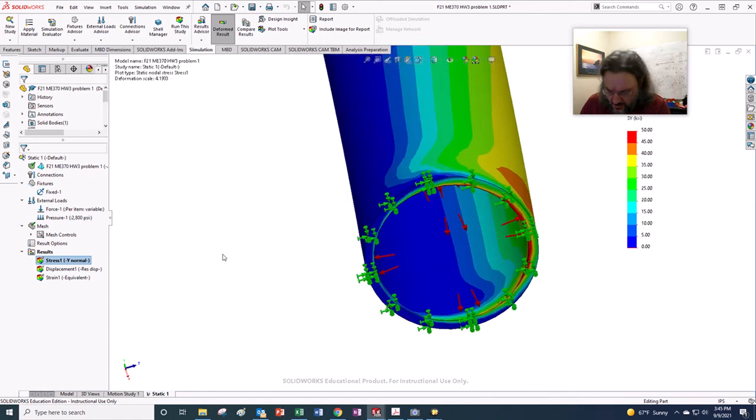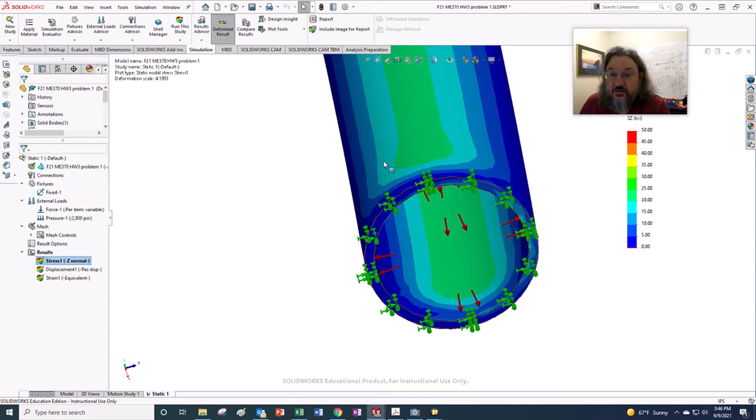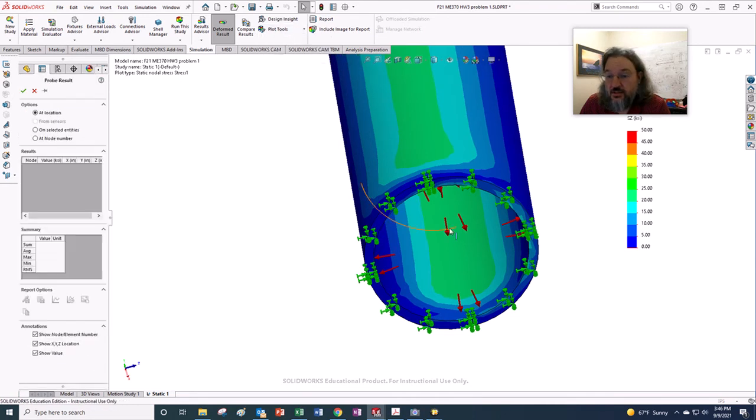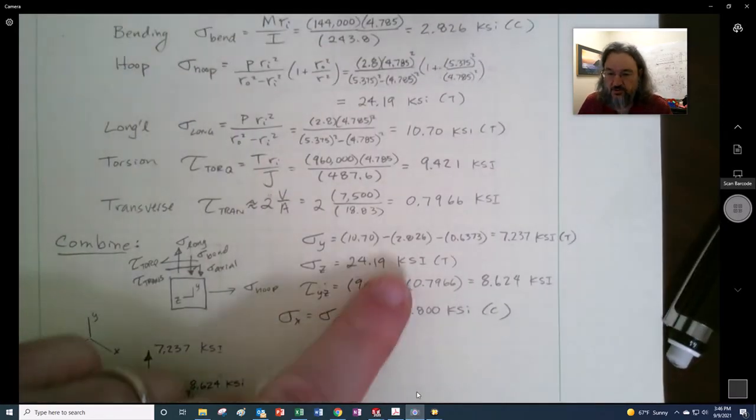Now in this direction, I could change this to cylindrical coordinates, but this one is actually aligned with the Z, right? So we could find the stresses in the Z direction. So we'll change what we're plotting here to the normal stresses in the Z direction, and then use my plot tools and go to the probe again. And I do believe it's going to be right there. And I see I got 24.14. And compare that to, and that should be equal to, 24.19.